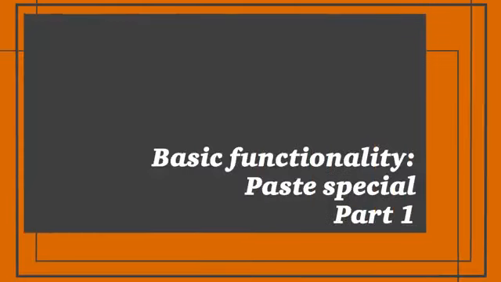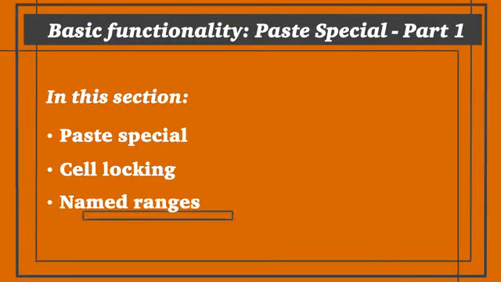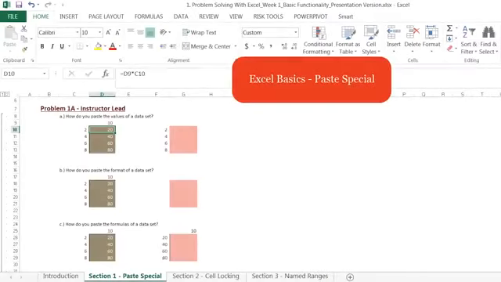In this section, we will be reviewing some of the tools that are the core building blocks for working within Excel. The first topic is going to be paste special, the second is cell locking, and the last topic is name ranges. Let's start with paste special.